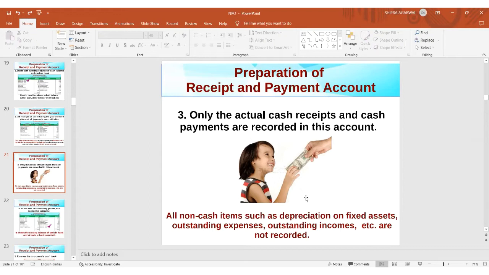As I told you, non-cash items, like depreciation charged on any fixed asset, no doubt depreciation is shown as an expense, but that depreciation is not involving cash in it. That means you don't have to pay anything in the form of cash when we are talking about depreciation. Similarly, outstanding expenses, maybe the salary is due for the month of March and you haven't made the payment, so that outstanding salary will not be written over here just because it has become due.